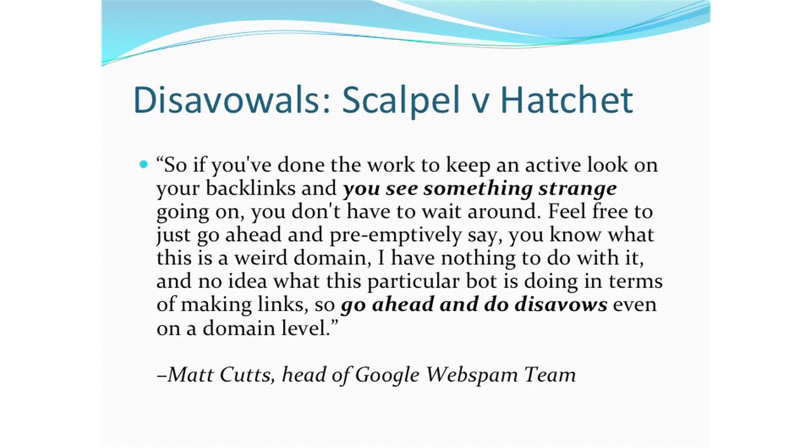Congratulations. So the next issue that we want to discuss when it comes to the disavow tool is whether to use it as a scalpel or a hatchet. Now here's a quote from Matt Cutts. Again, he's the head of Google's web spam team. And he basically says that if you see something strange, something that doesn't make sense, that you don't control and you don't know where it came from, go ahead and disavow it, even at the domain level, not just the URL. I think Matt Cutts is right on here, and I advocate the absolute hatchet approach. If it's a link that's not adding value and could potentially harm your site, get rid of it.